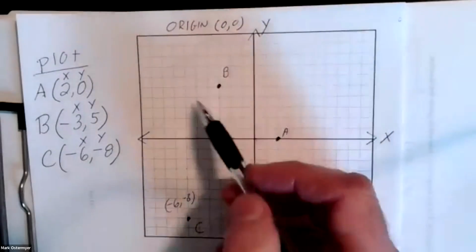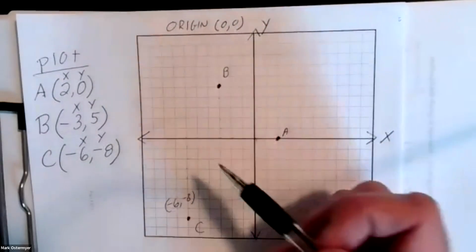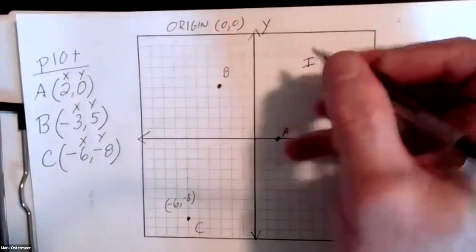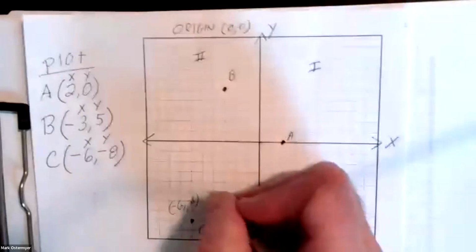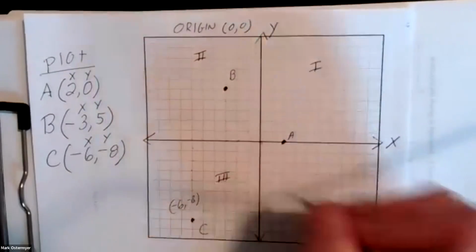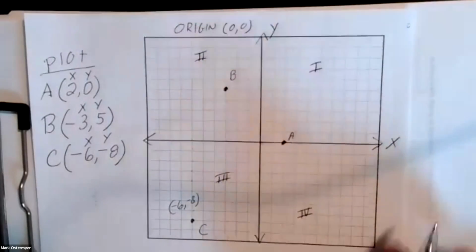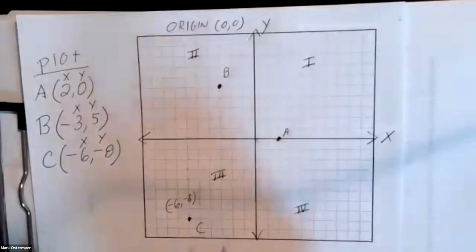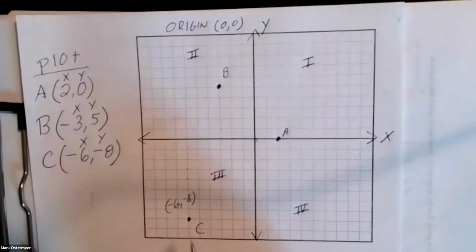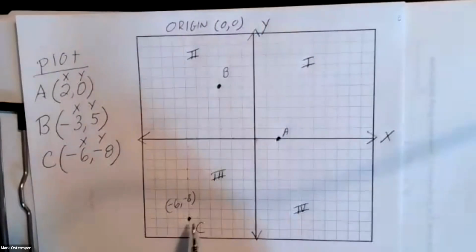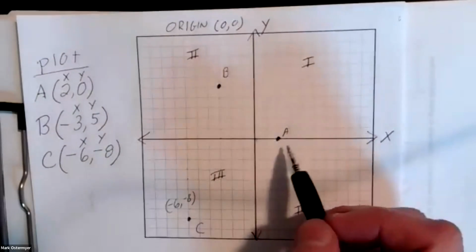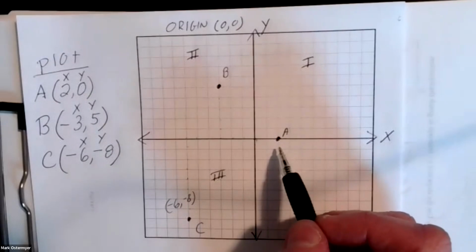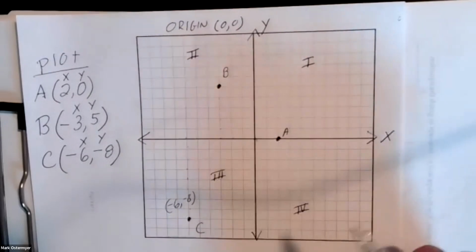Notice point B lies in quadrant number 2. Remember, these are the quadrants, quadrant 1, quadrant 2, quadrant number 3, and quadrant number 4. Point B lies in the 2nd quadrant, point C lies in the 3rd quadrant. Point A does not lie in a quadrant, it lies on the x-axis.